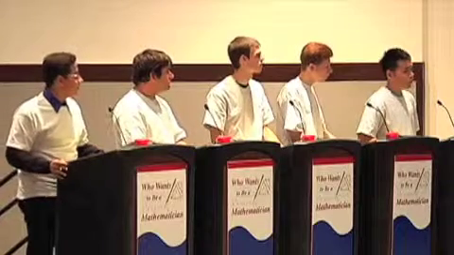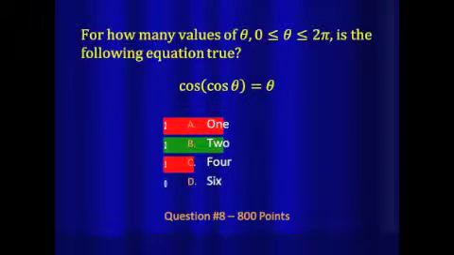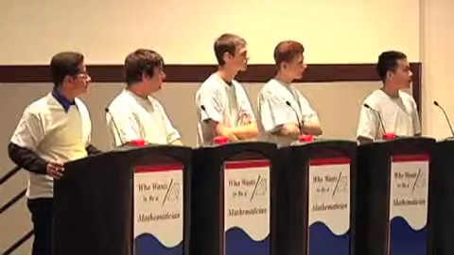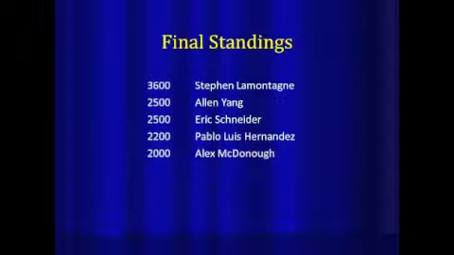We'll see how this one went. Ooh, it split up a bit. So 2 people got it right. It was 2. We'll see who the 2 people are, what the final score is. Stephen's one of them. So Stephen got it right. So you got all the questions right, Stephen. Nice going. 3,600, and Alan and Eric are tied for second at 2,500. Very close game. Pablo at 2,200, and then Alex at 2,000.